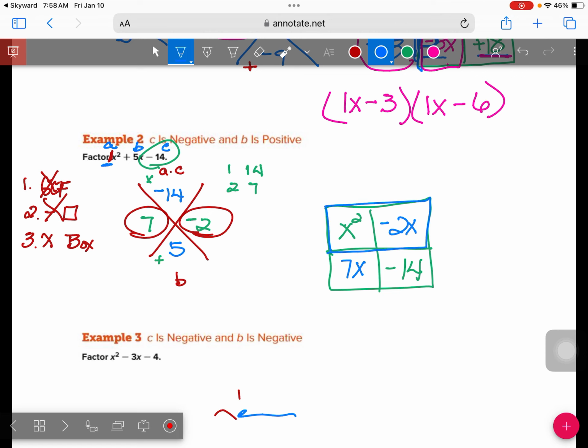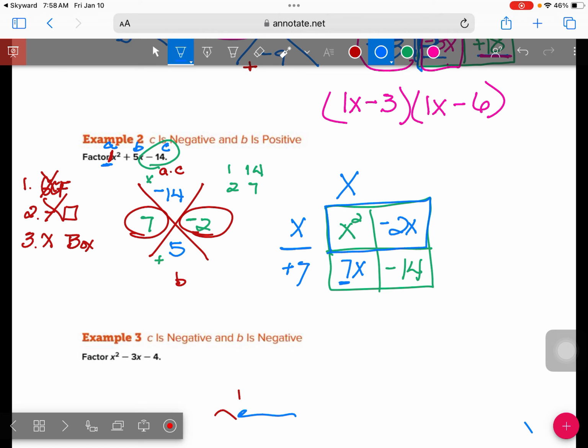Okay? So I need to find the greatest common factor. X squared minus 2x is going to be an x. 7x minus 14. 7 is a factor of 7. 7's a factor of 14. So that's going to be a positive 7. Going up, x squared and 7x. That's going to be an x. Negative 2x and negative 14.